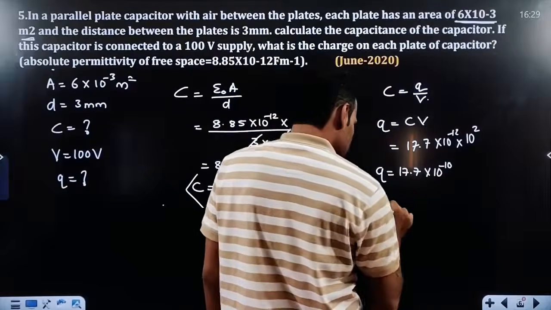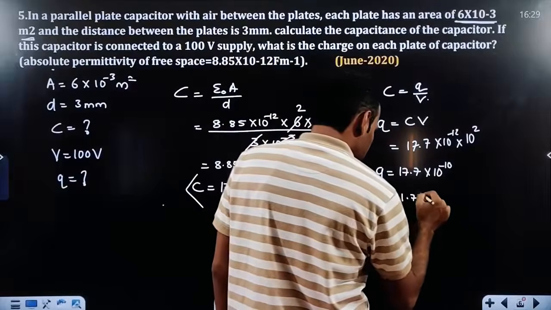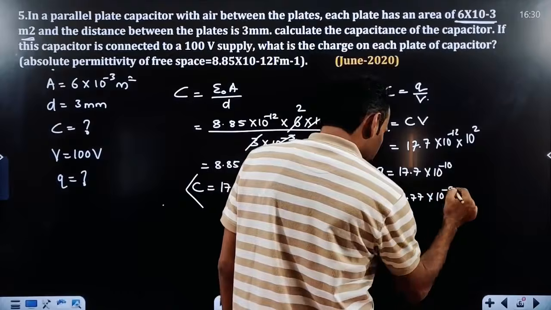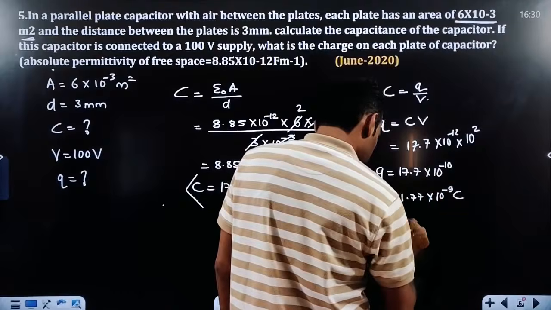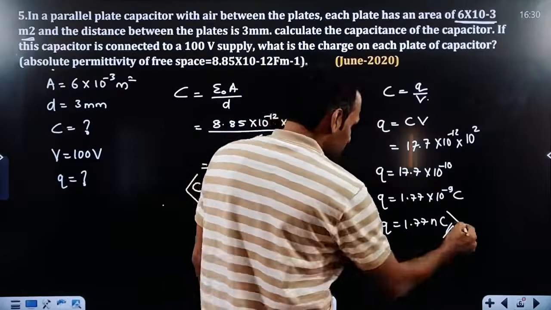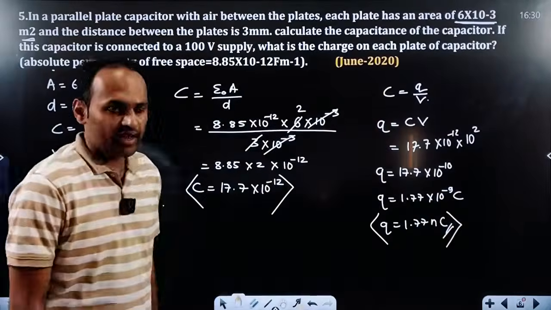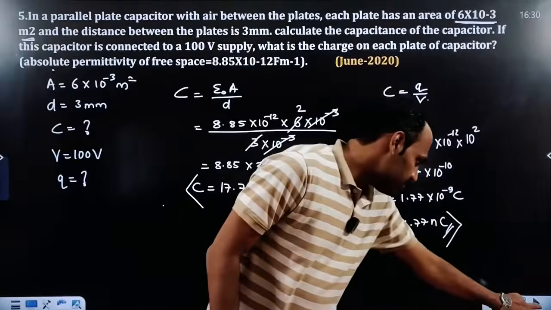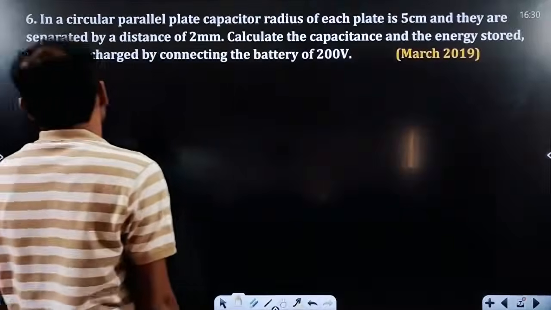Or you can write it like this. Charge is equal to 1.77 into 10 to the power minus 9 coulomb, or we can also write it as 1.77 nanocoulomb. This much will be the charge on the plates of the capacitor. Right? Okay, we'll go for one more question. This is going to be the last question.